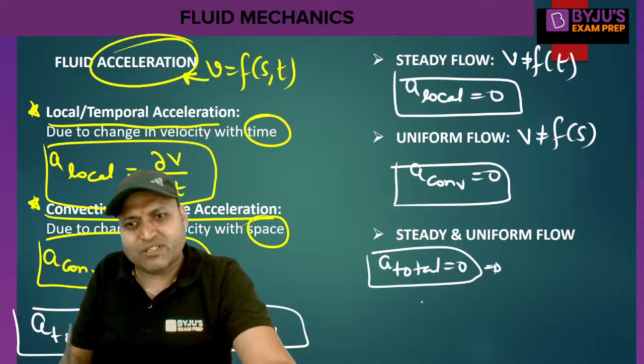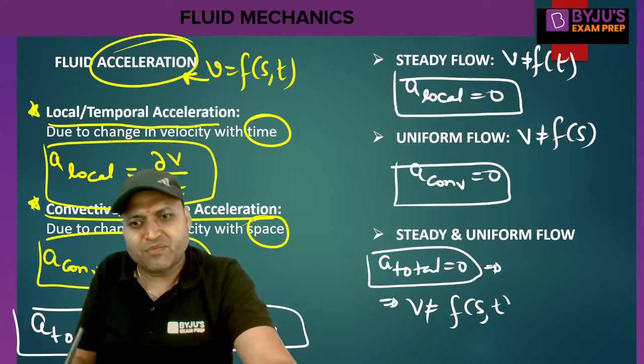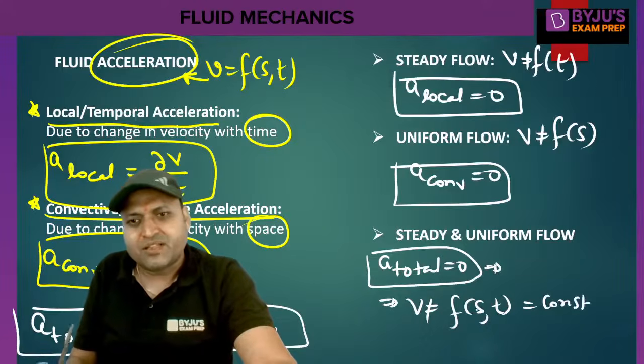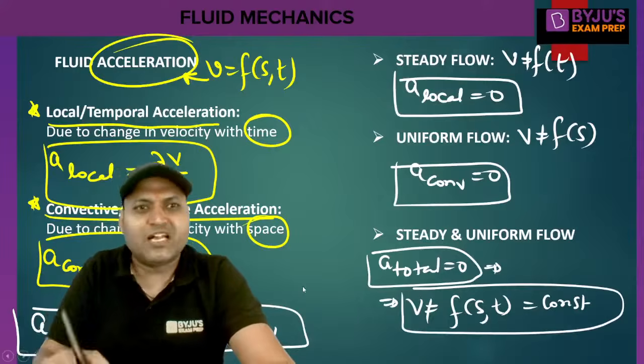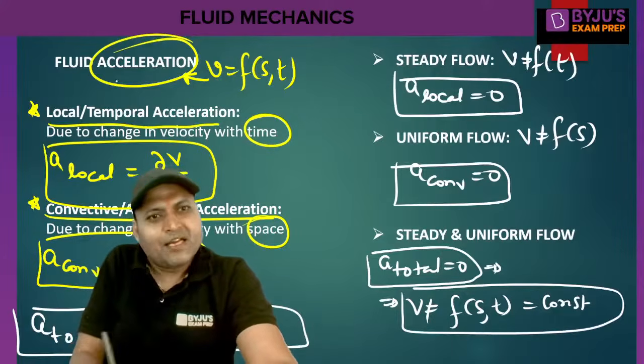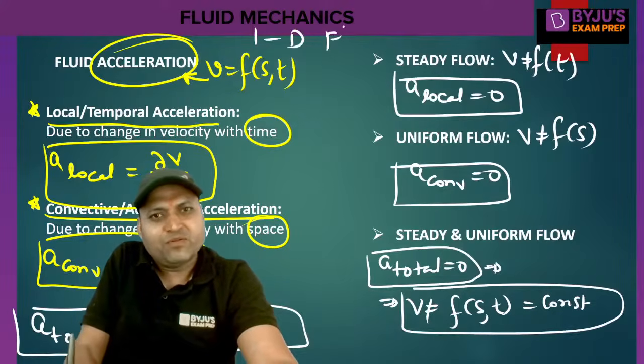It means velocity will neither be a function of space nor time. Velocity is constant. That is for steady and uniform flow. That is for one dimensional flow. This is the acceleration for 1D flow.